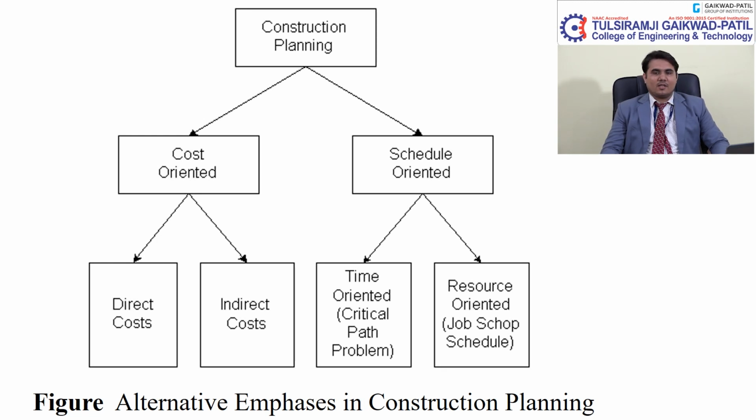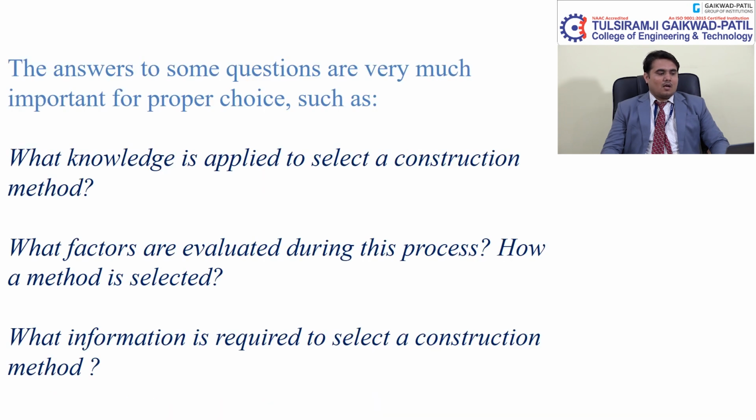The figure indicates the alternative emphasis in construction management. It deals with construction planning, where cost oriented and schedule oriented approaches are there. It is again bifurcated into direct and indirect cost, and time oriented, where critical path problems are there. We need to identify the critical path, and then the resource oriented. So with the available resources, with the given deadline, with the time constraint and the cost constraint, we have to execute the construction projects.